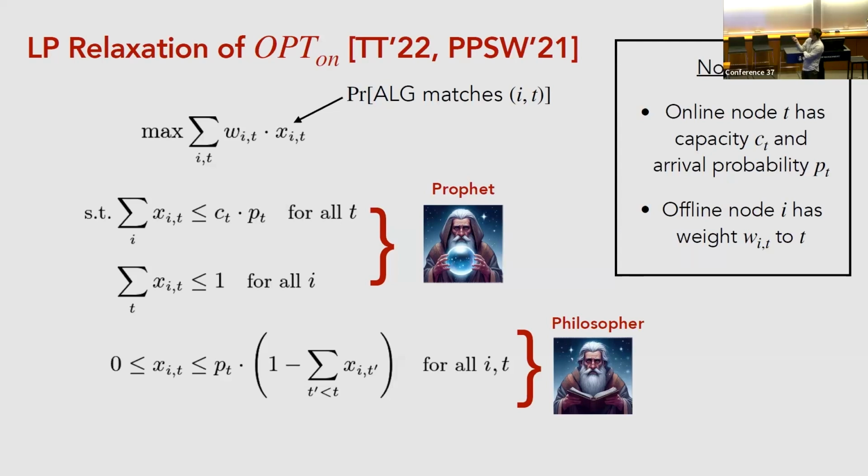What we're saying here is that the probability you match I to T is at most the probability T actually shows up times 1 minus the LP's fractional degree at T, which is the sum over all T prime less than T of XIT prime. That term, 1 minus the fractional degree, is exactly the probability that I is free under the LP. For an online algorithm, the chance that I is free just before T arrives and the chance that T actually shows up are totally independent events. That's why we can multiply them and have this LP constraint.